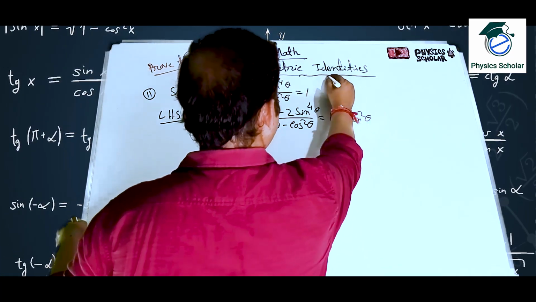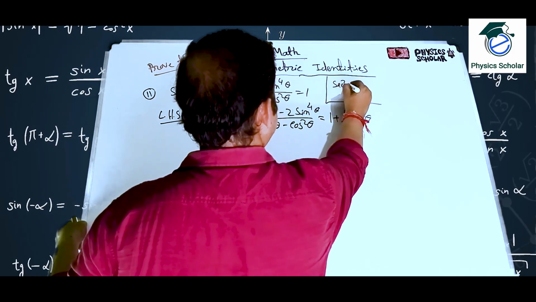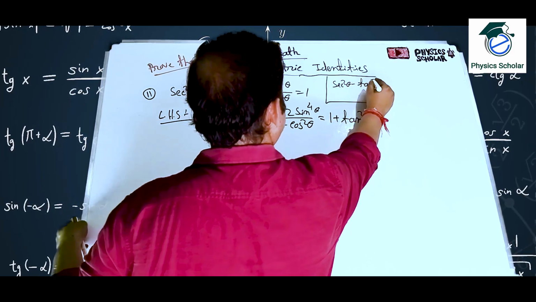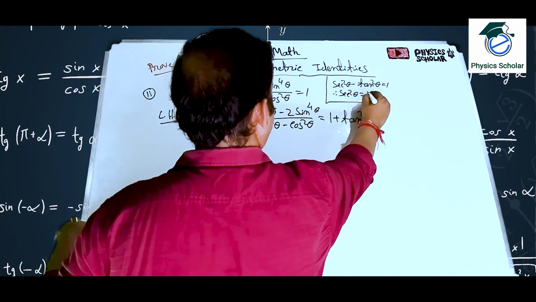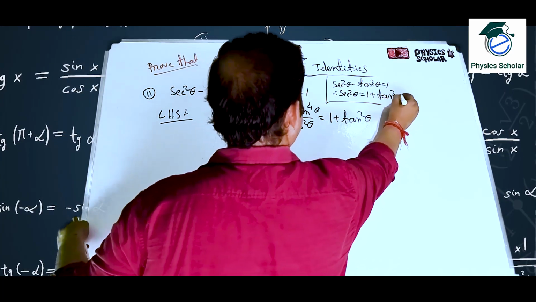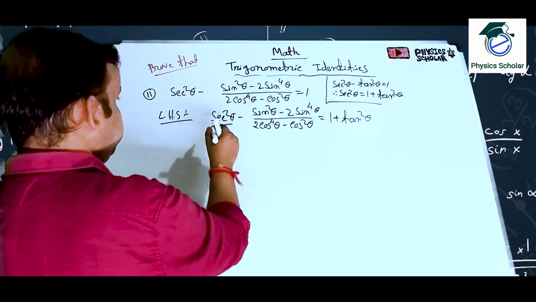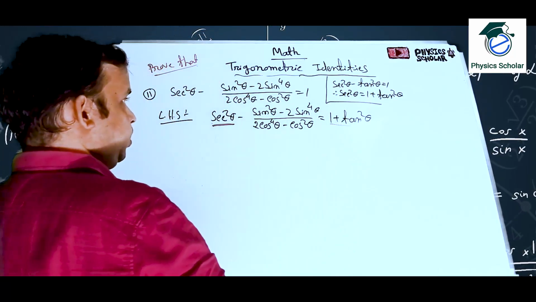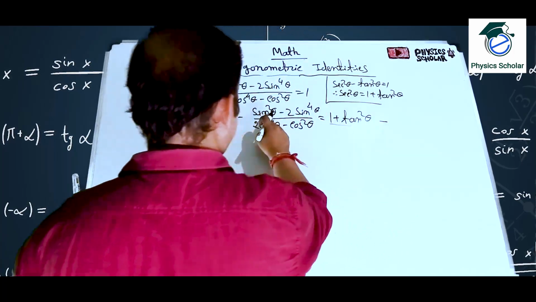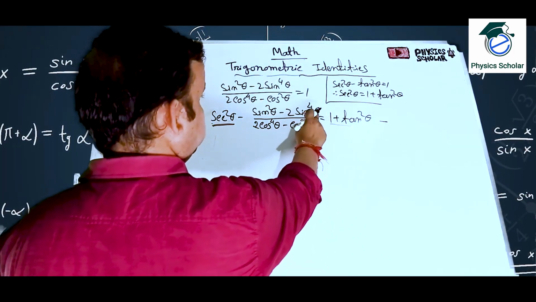Why? Because we know sec squared theta minus tan squared theta is equal to 1. Therefore sec squared theta is equal to 1 plus tan squared theta. So instead of sec squared theta, what we are writing? 1 plus tan squared theta. Clear? Minus what is there? Sin squared theta minus 2 sin to the power 4 theta.